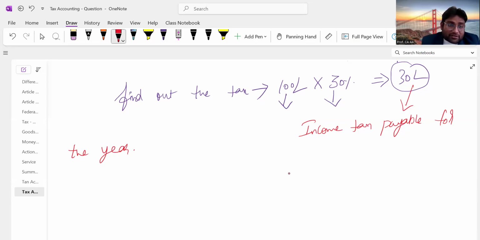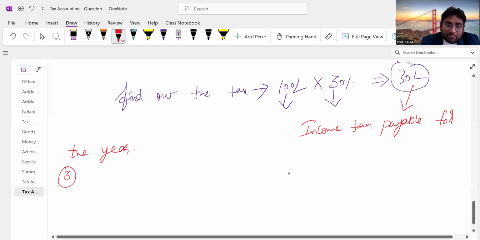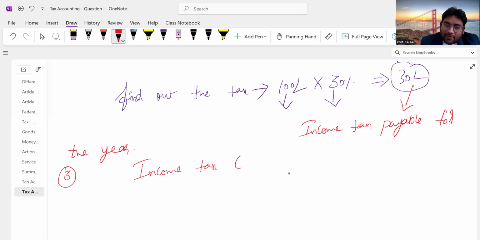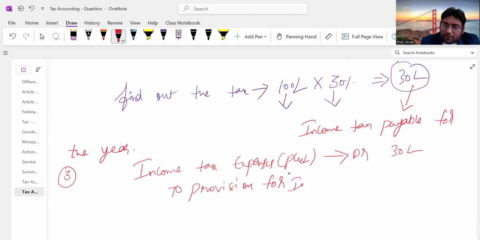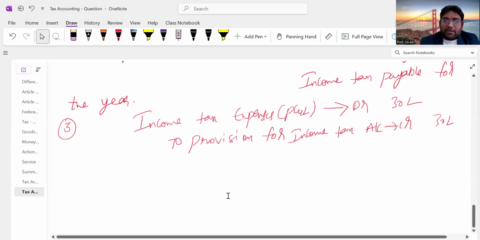So what is the entry for that? The entry is very simple. Income tax expense is an expense, no? Yes. Income tax expense, P&L. This will go to profit and loss account. Profit and loss account debit 30 lakhs to provision for income tax account credit 30 lakhs.